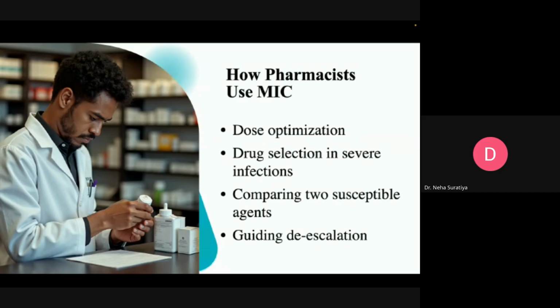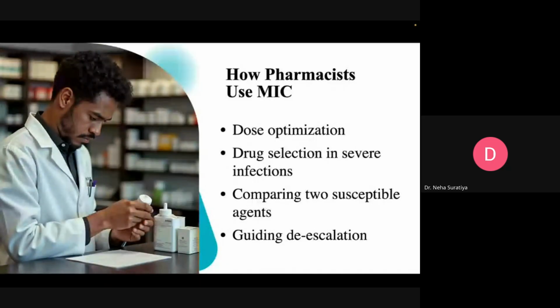So MIC का यूज क्या है? MIC का यूज ये नहीं है कि हम सिर्फ देख के लेबल लगा दें कि ये ससेप्टेबल है, ये रेजिस्टेंस है. नो, MIC का मतलब है you are choosing between two susceptible antibiotics. For example, let me give you an example. If you have a combination with you, piperacillin tazobactam, very common example.